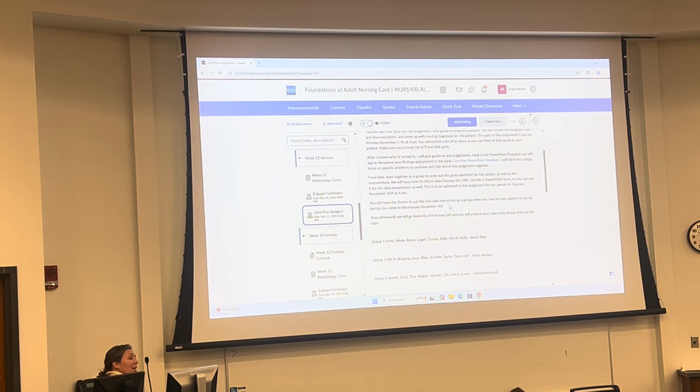Then we'll come back in here, and then as a group, you'll take turns coming down here, and you'll pull up your PowerPoint, and you guys will go through and present it. So it's up to you how you want to divide it. Usually groups divide it by slides.